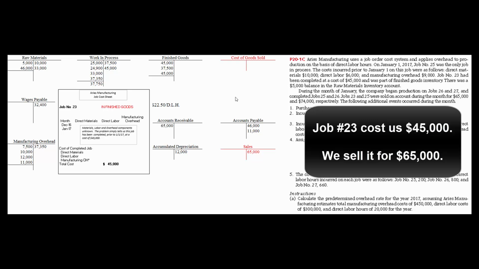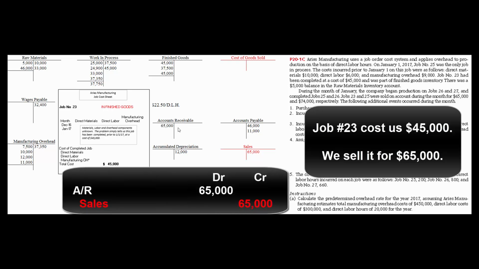All right, let's book the sale of job number 23. It tells us that we sold job number 23 for $65,000. We're going to get paid later, so debit accounts receivable, credit sales. I put the income statement accounts in red font.